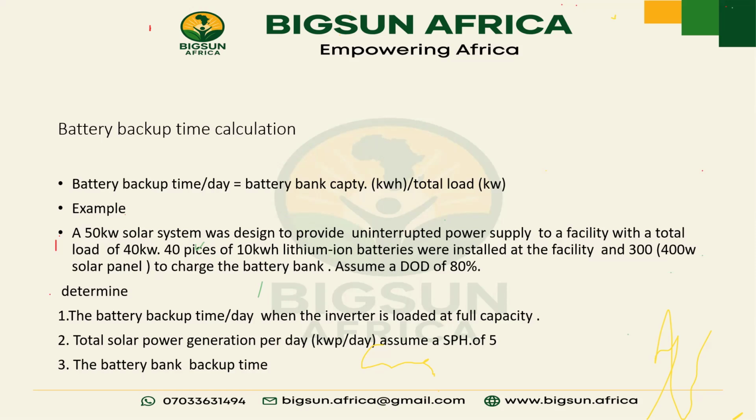Is it battery bank capacity divided by what? The load, the solar power capacity, right? Yes, sir. Our battery bank capacity is 400. Let's not forget that it's not 320, right? 400 kilowatt hour all over what? 120 kilowatt, right? Yes, sir. So what's that going to give us? 400 divided by 120 is going to give us 3.33 hours.